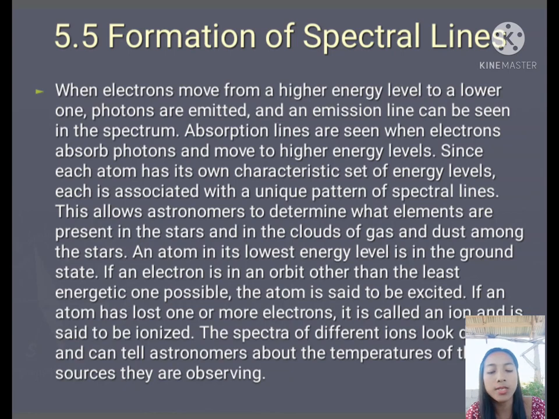An atom at its lowest energy level is in the ground state. If the electron is in an orbit other than the least energetic one possible, the atom is said to be excited. If an atom has lost one or more electrons, it is called an ion and is said to be ionized. The spectrum of different ions looks different and can tell astronomers about the temperature of the sources they are observing.